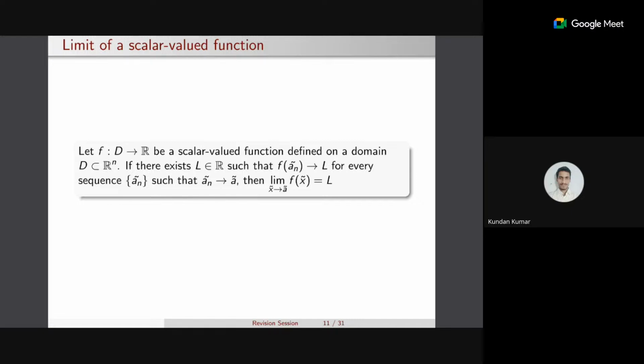Next, we'll take a look at limit of a scalar valued multivariable function. Scalar valued limits of one variable functions is known, right?